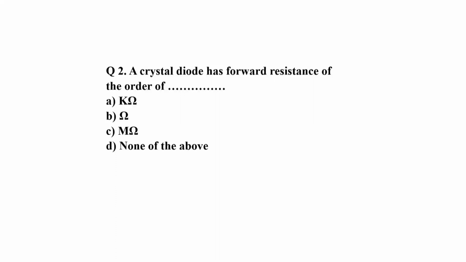The second question: a crystal diode has forward resistance of the order of. That means if the diode is forward biased, then the current is going to flow. That indicates definitely its resistance should be low. And that's why the answer comes as ohm.